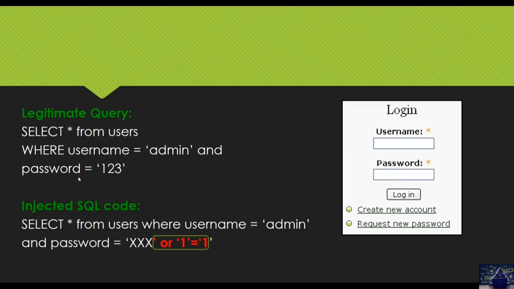This is the legitimate query that runs in the backend. If I don't know the password, then also I can log in to the account. How? Look over here, we have injected SQL code, and that is ' or 1 equal to 1. Whatever my password is, if this statement is true, which in this case will always be true, it will give me access to the account and I will be logged in. Because it is asking over here, password is equal to this or 1 equal to 1. If either of the conditions is true, then I'll be able to log in. As this condition is always true, it will provide me access to the account.